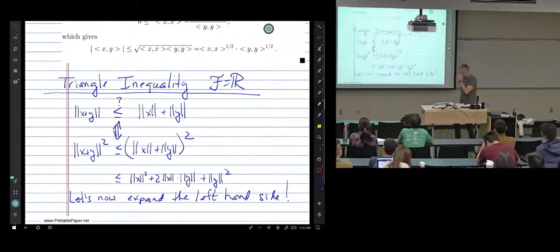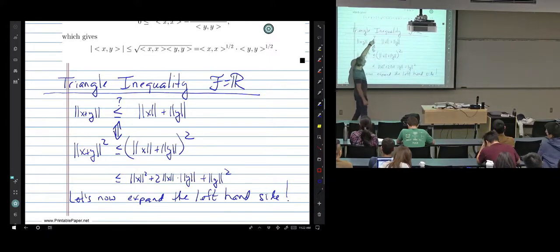So we were trying to prove that the inner product induces a norm. Yes. So, we started with a question. Does this hold true?